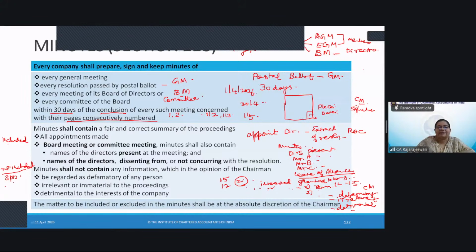Once it has been corrected, then he will put his signature, because he is the person who is going to sign the minutes. He is chairing that meeting, so he has every right. So the matter to be included or excluded in the minutes shall be at the absolute discretion of the chairman of the meeting.